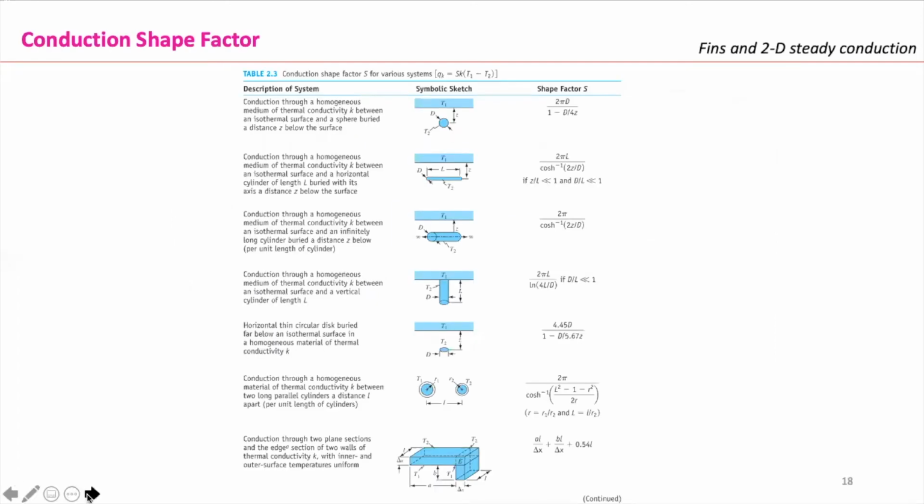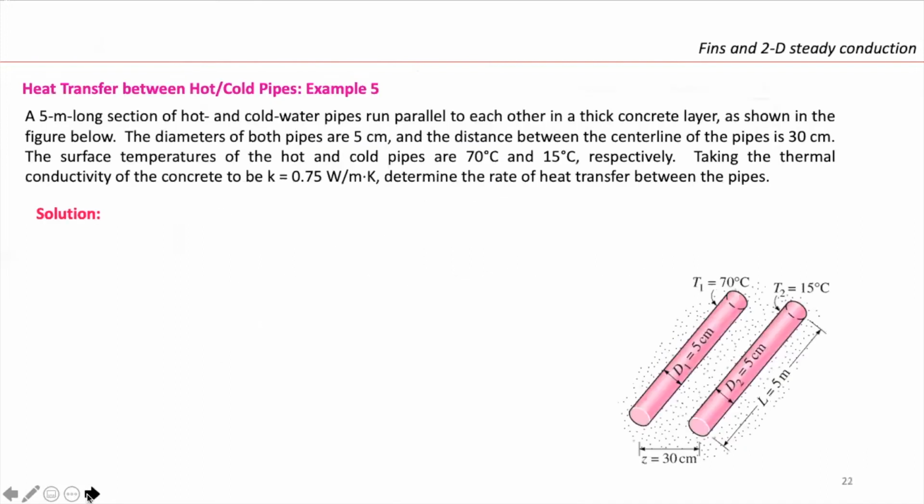So let's practice one more shape factor. Solve this one. You have the K, you have the temperatures, you have the length and the diameter of both pipes. You just need to check a new shape factor because the geometry is changing. Now, we need to determine the rate of heat transfer between the two pipes. One pipe is at 70, the other one is at 15, right? So heat transfer under steady state conduction between two isothermal surfaces, the two surfaces of the pipes.